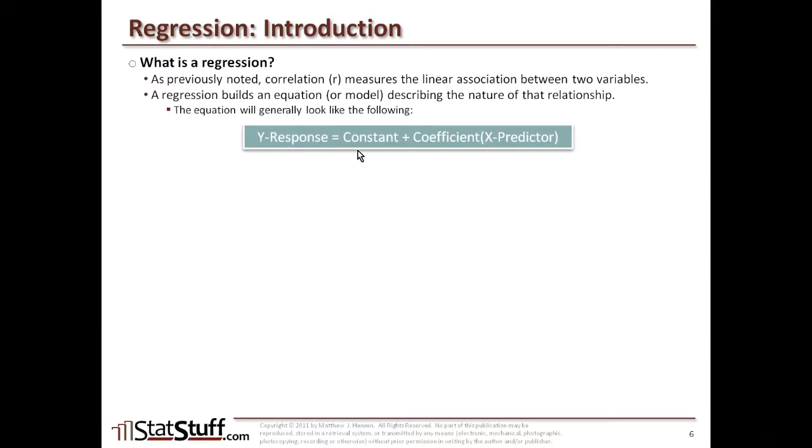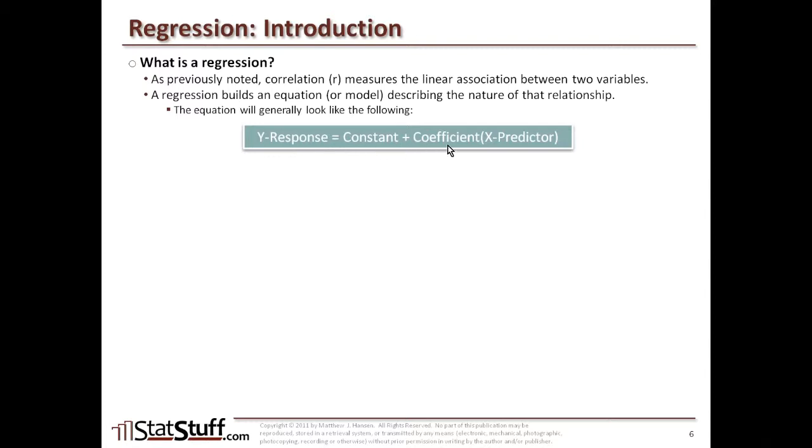So the result of the equation is going to tell you, here's the constant that you can use in building your equation, and here's the coefficient you can use as your multiplier for the X predictor. So it's important to remember that the coefficient is merely a multiplier of your X predictor. So it's just a factor that is multiplied in front of your X. So when you create the regression, it creates for you this type of equation.